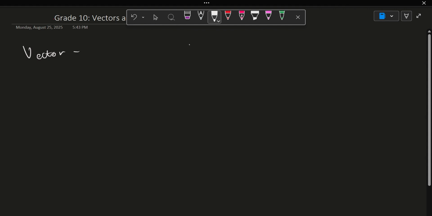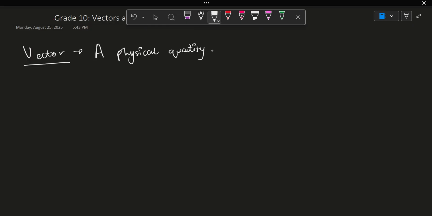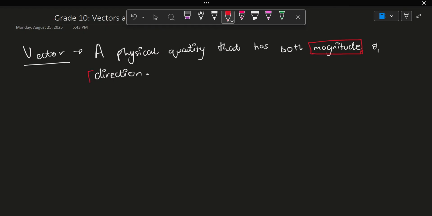So what exactly is a vector? By definition, a vector is a physical quantity that possesses both magnitude and direction. Okay? So look at a vector. We say that a vector is a physical quantity that has both magnitude as well as direction.